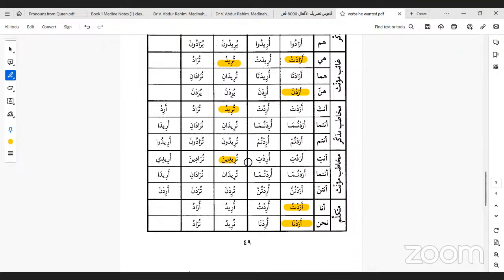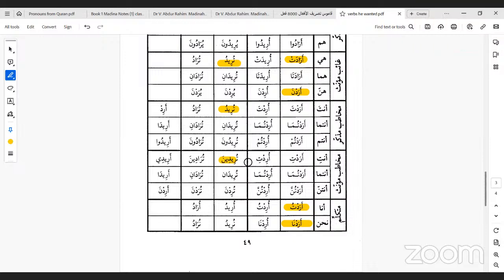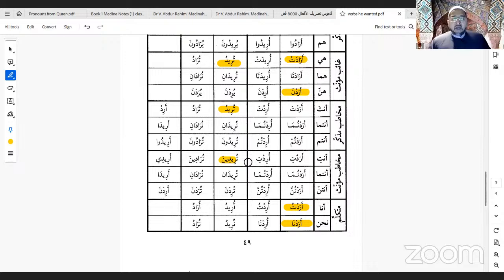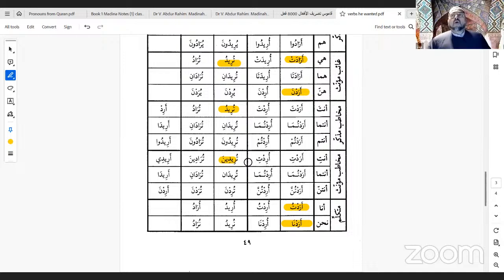I've sent it in the group. Sheikh, is it something like passive? No, it's not passive at all. It's just a causative, you're causing someone. You're causing an action upon the object, not doing it himself, but causing it. Like adkhaltu alayhi, I made him enter.